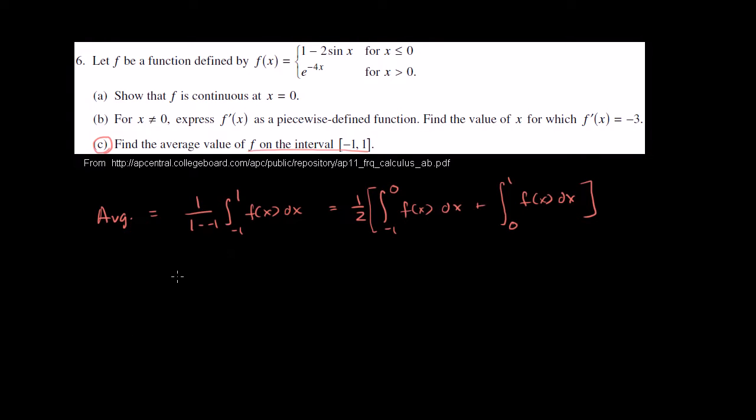So then we get this is equal to 1/2 times, in big brackets like this, this first part right over here, we can write as the integral from -1 to 0. What is f of x between -1 and 0? It's 1 minus 2 sine of x. 1 minus 2 sine of x dx.